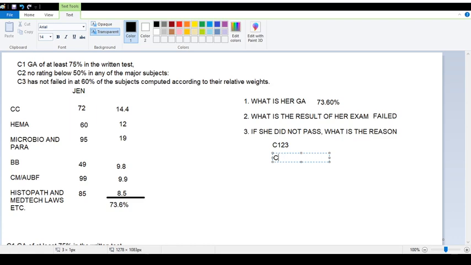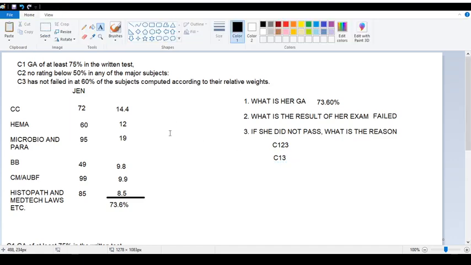Pero kung for example, na-meet niya naman tong 2 and 3, pero yung G1 niya hindi pasado, so, C1 lang. Okay? What if, ma'am, yung 1 and 3 ang hindi niya na-meet? Pero wala naman siyang rating below 50% of the major subjects. So, that is just 1 and 3. Okay? So, ganun lang po yung quiz nyo mamaya.